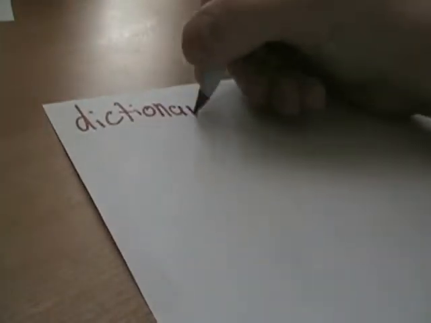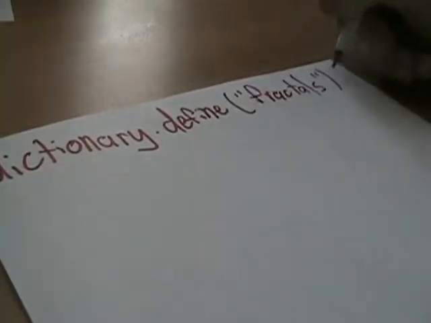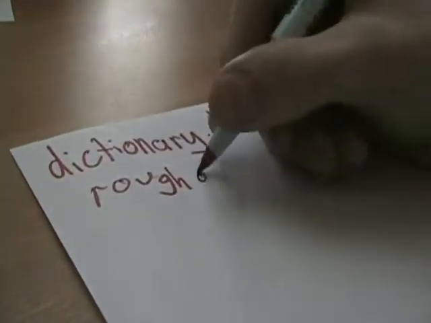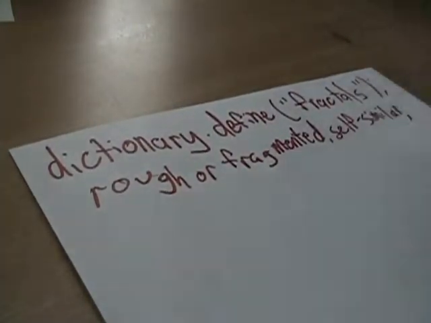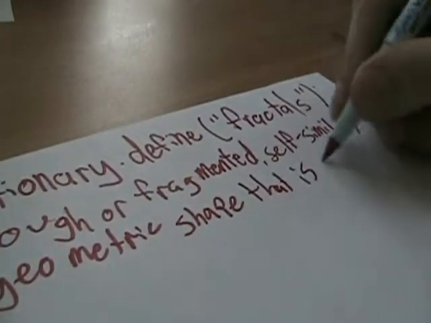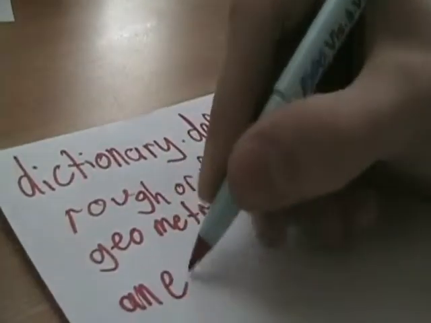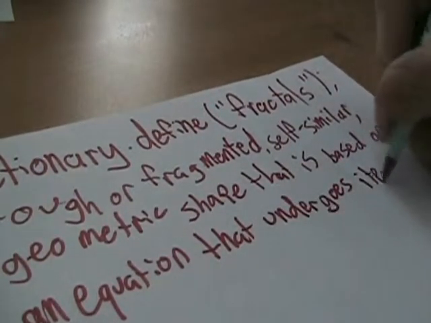A fractal is a rough or fragmented, self-similar geometric shape that's based on an equation that undergoes iteration. Yeah, it's confusing. Let's take a closer look at that. So the definition of fractal is pretty awkward. We'll break it down to make it less awkward. Once we split it into a couple parts, it'll be easier to understand. So the parts of the definition are: rough or fragmented, geometric shape, self-similar, and an equation that undergoes iteration.